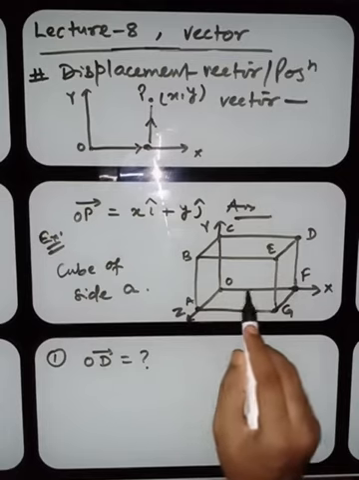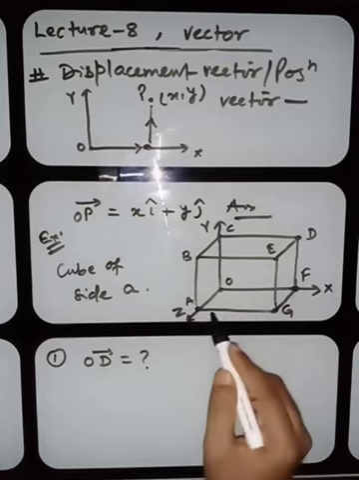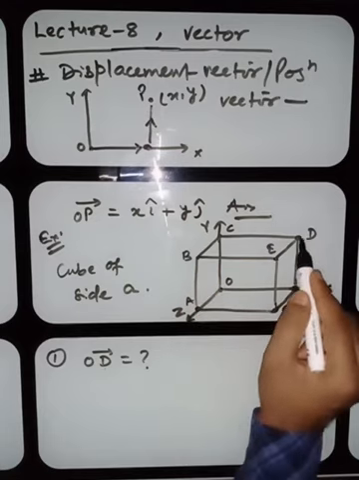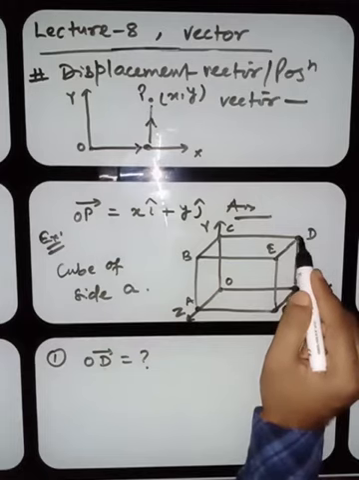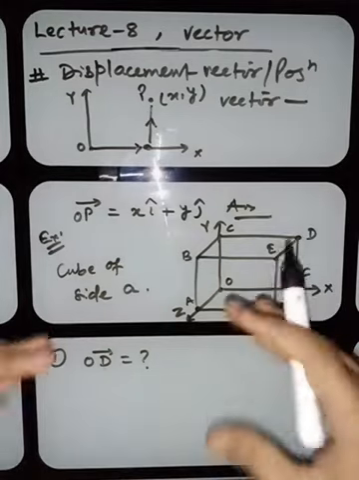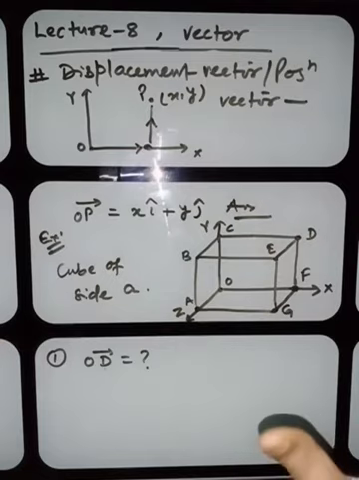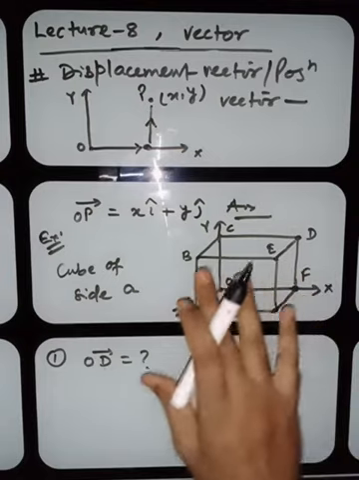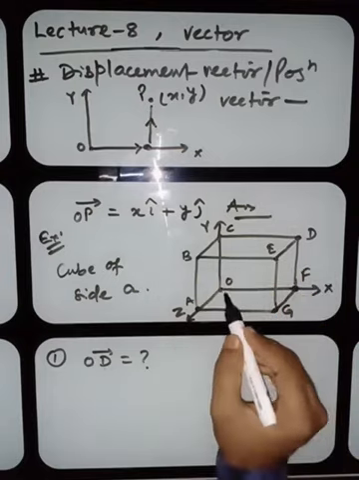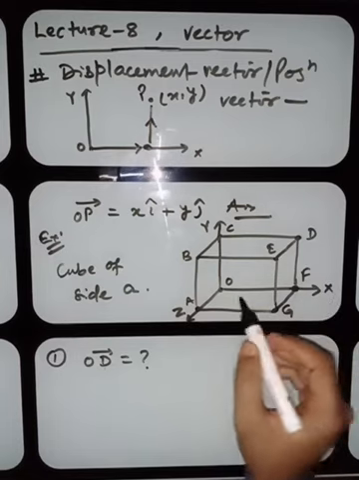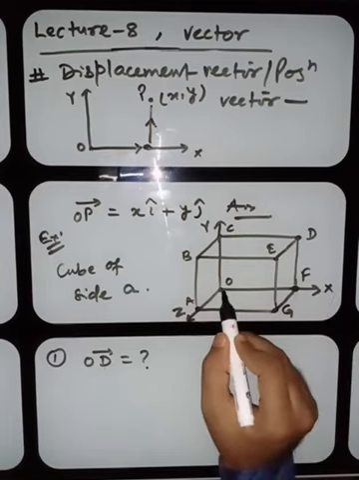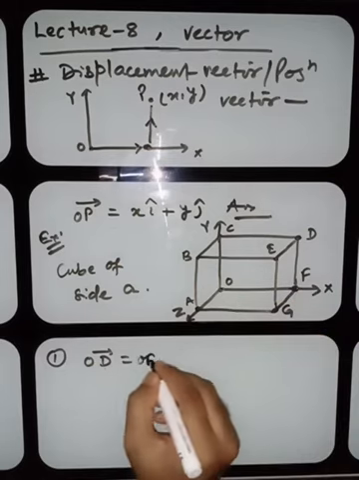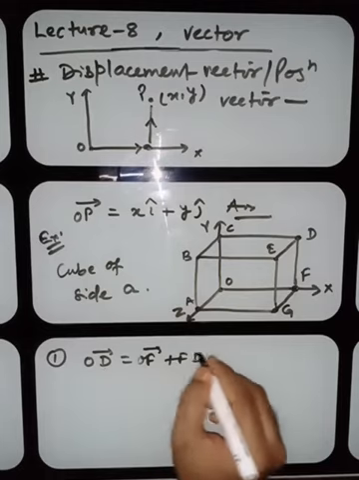So you will move from O to F, then F to D. Or you can choose another way: you can go to A, then B, then E, then D. Okay, the answer will be the same. How long you travel over this cube doesn't matter. The answer remains the same if you use it properly. So we will decide the short path. We are not fools. You have to move from O to D, so OF and FD. OD will be OF plus FD.